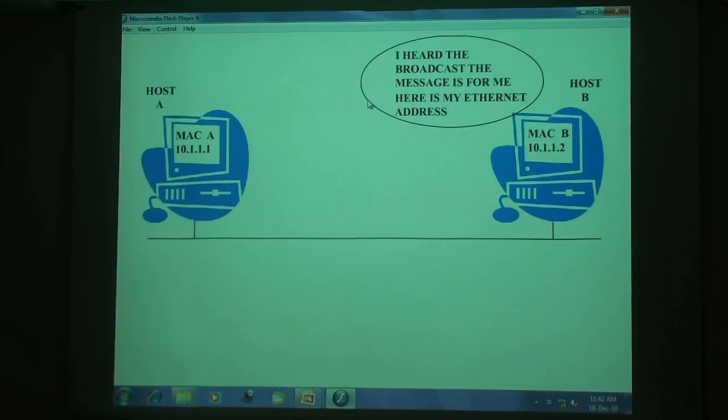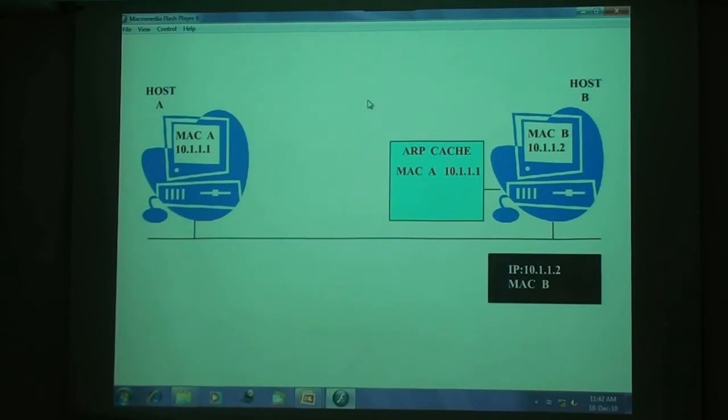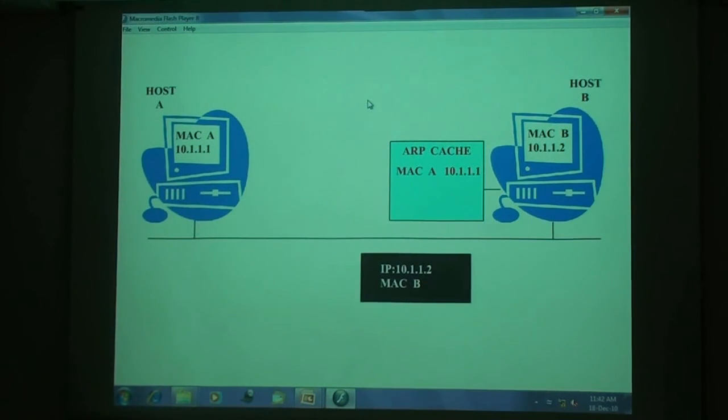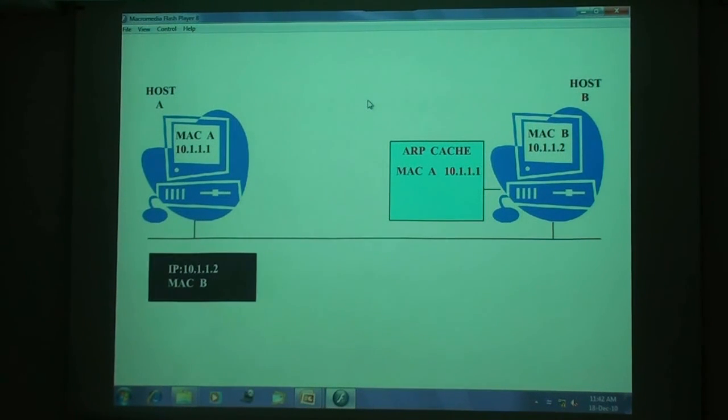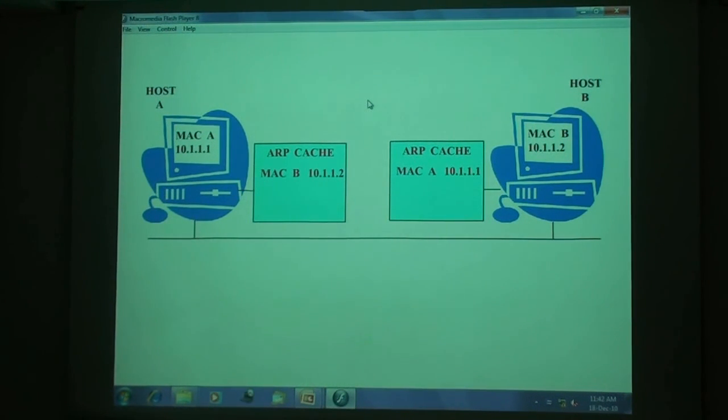As soon as this frame is received by host B, it hears the broadcast and it updates the ARP cache with MAC A to 10.1.1.1 and creates another frame giving it the MAC address. This frame is a unicast frame and is received by host A, and as soon as this frame is received, the ARP cache of host A is updated with MAC B to 10.1.1.2. Now, as host A and host B both know each other's MAC address, they can communicate with each other. I hope you like this presentation.